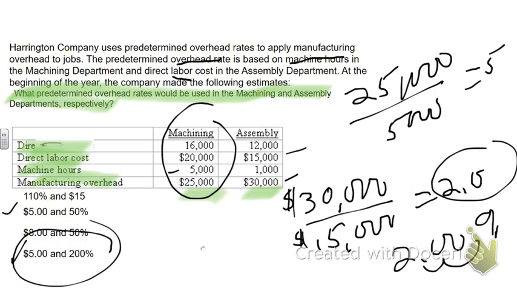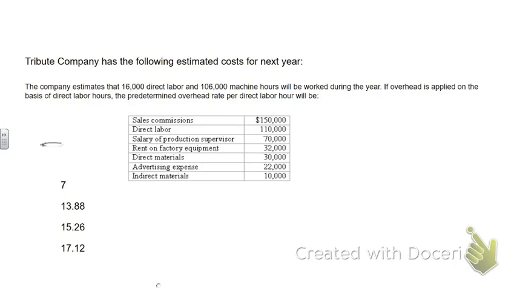On to the next question with numbers once again. I'm going to skip towards the end here and see what I'm looking for. The predetermined overhead rate per direct labor hour. So I'm looking for an overhead rate based upon labor hours. Overhead is applied based on direct labor hours, so I've got to look for my overhead. The question then becomes what goes in as overhead.